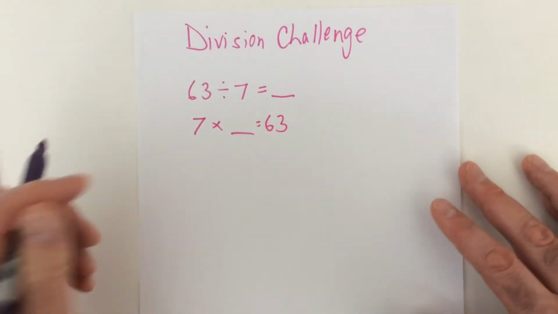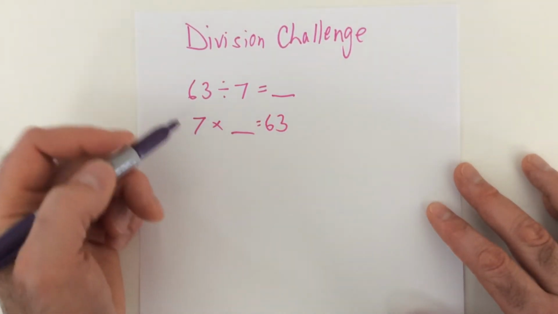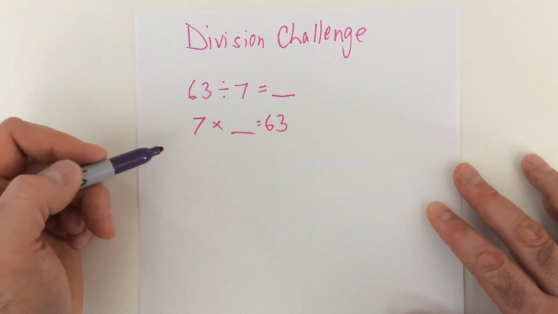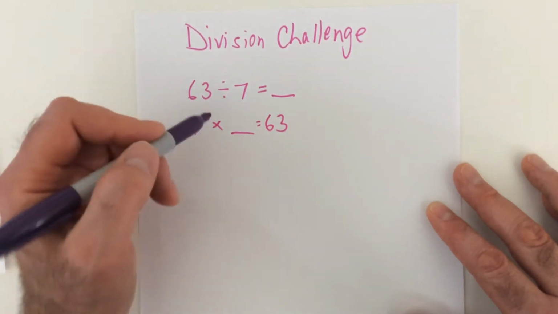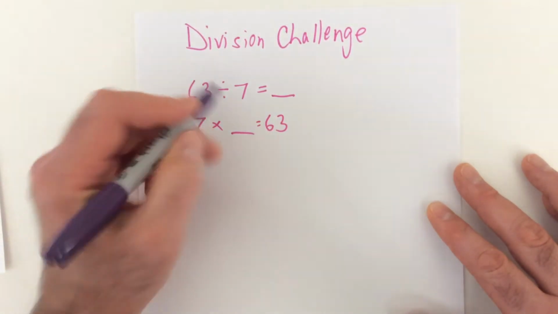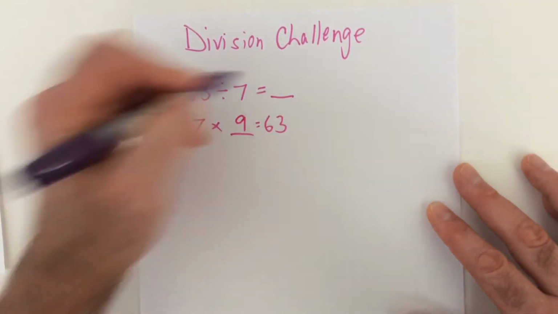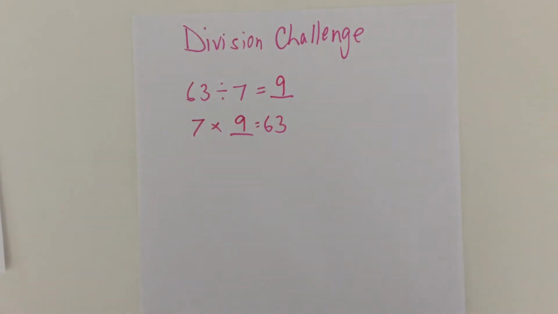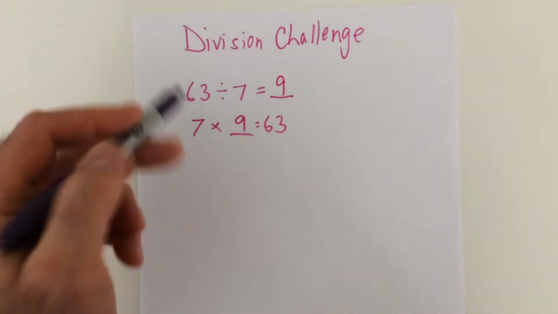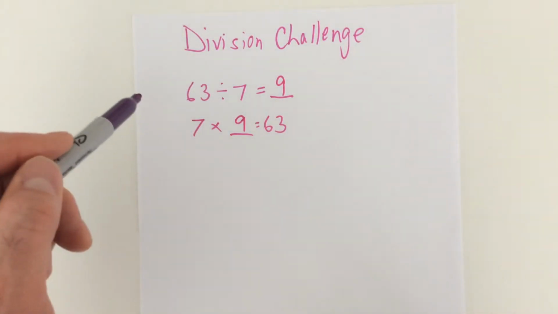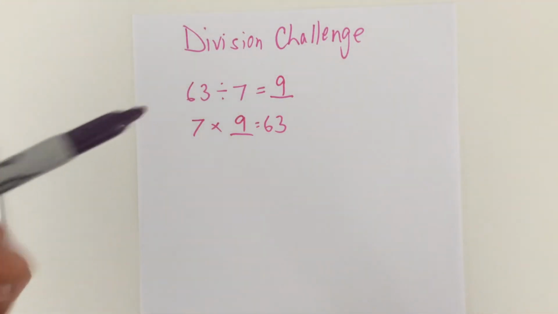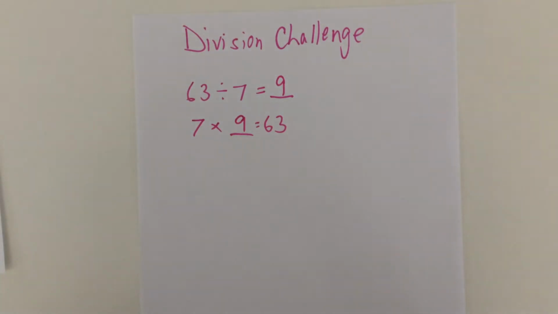Okay? And if you know your multiplication facts, you can write it down or do it in your head and be able to figure this out. Okay? So I know that 7 times 9 is 63. So my answer would be 9. And therefore 63 divided by 7, my answer would be 9. So it's making those connections between multiplication and division. So being able to look at that question and say, hey, I know a multiplication fact just like that. And that's all it is, because they're totally related.